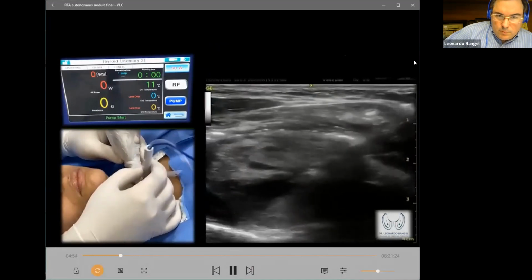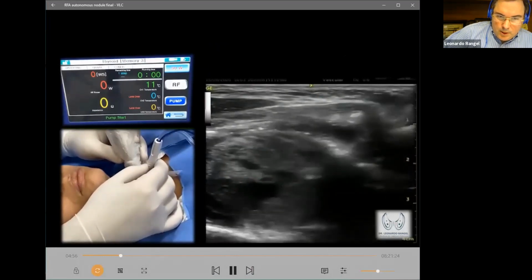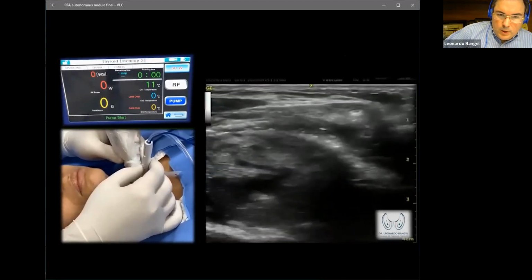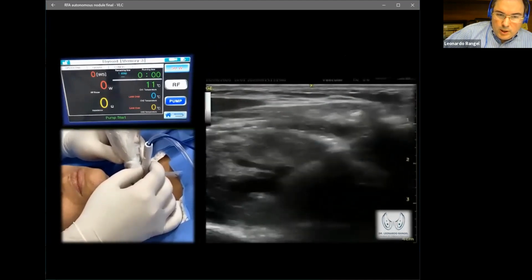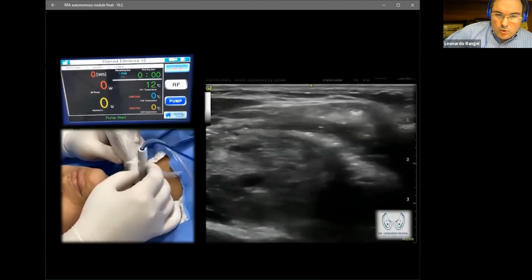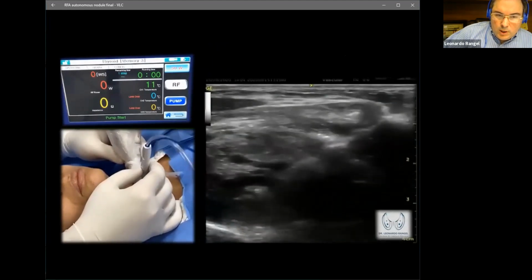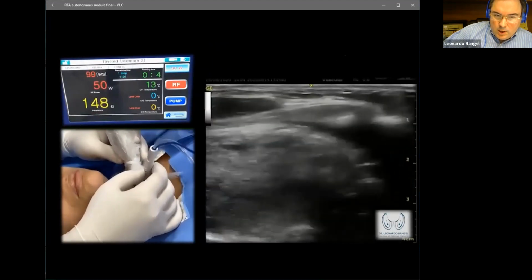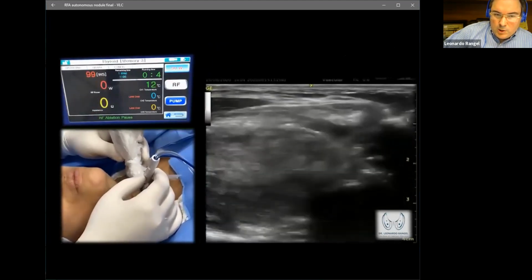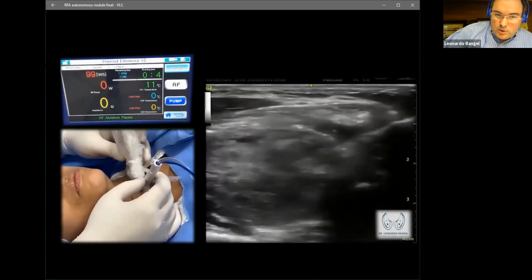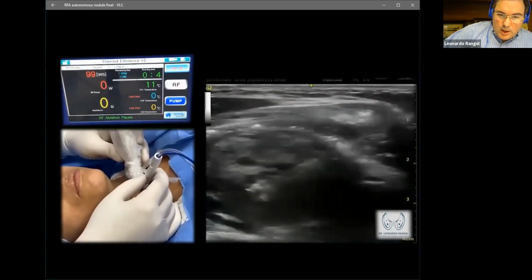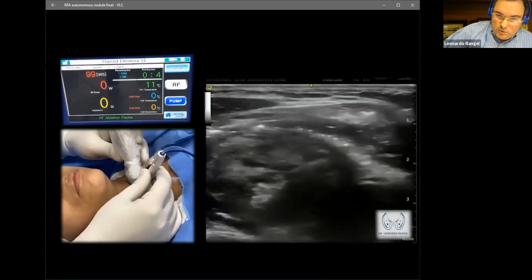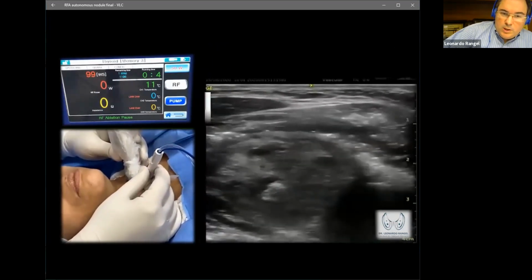And now starting the radio frequency per se. Here we really need to position the electrode, as Julia demonstrated, as deep and as medial to the trachea, as close to the trachea as possible. So we actually start the procedure at the most dangerous place. We start as close to the dangerous triangle.